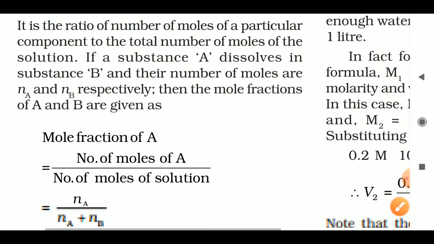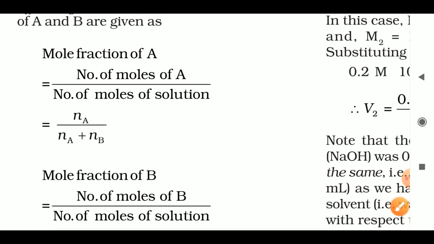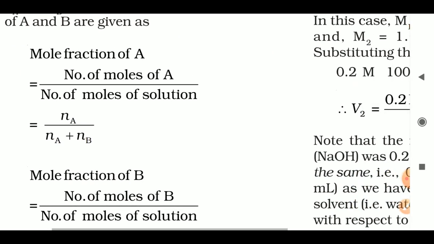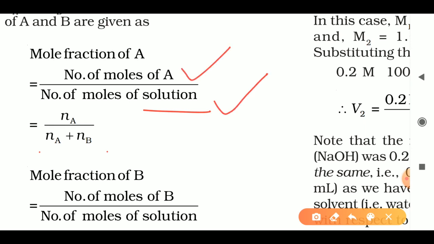That means mole fraction of A. Mole fraction of A equal to number of moles of A upon number of moles of solution. So again, what is the meaning of solution? Solute and solvent. Very good. That means Na upon Na plus Nb. First of all, you find out the number of moles of A and B, then you have to put here Na upon Na plus Nb.